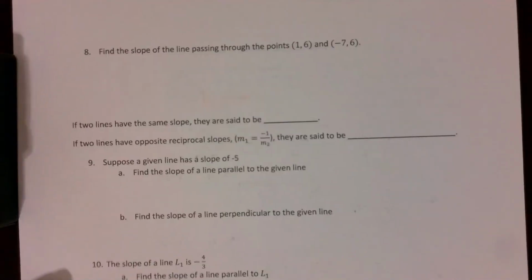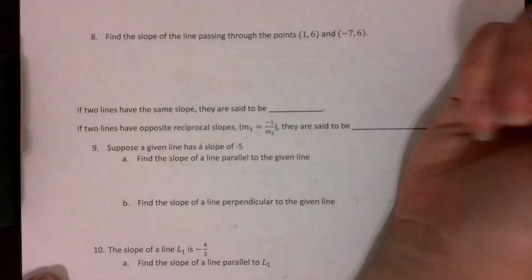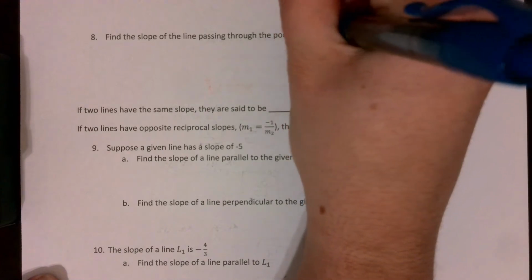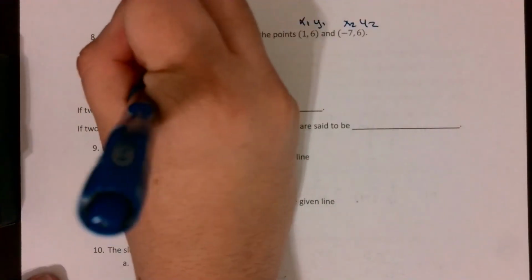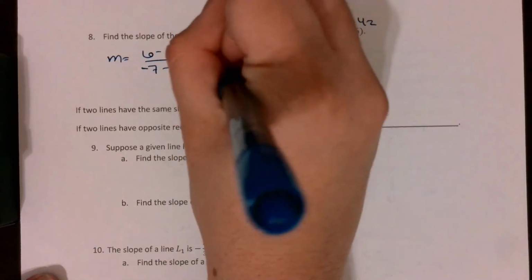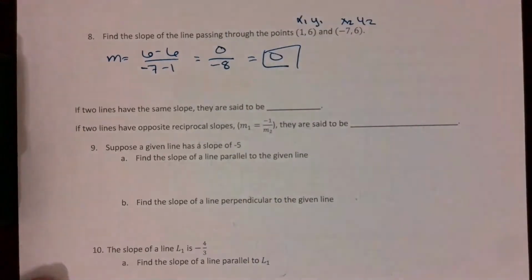Okay. Over here, it wants me to find the slope of a line that passes through the points 1, 6, and 7, 6. So I'm going to do the same thing. I get 0 on the top, -8 on the bottom, which just gives me 0.